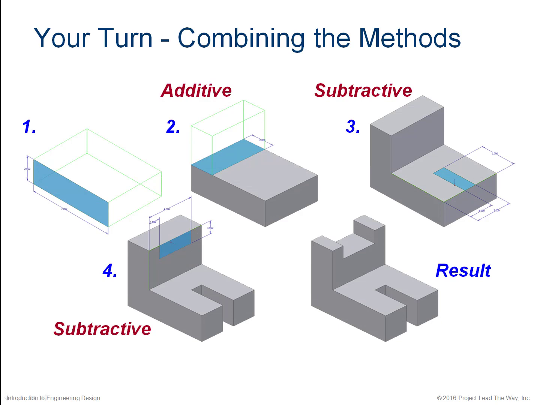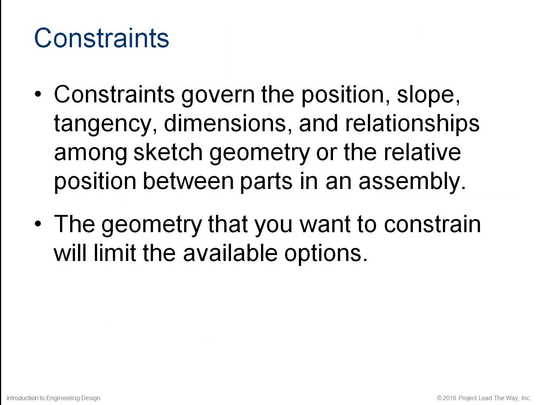Here's a part you're going to make, and I can either make it additive or subtractive. So you'll see that my first step, I make the bottom, and for that matter, I could actually make that an L. So 1 and 2 could be combined. 3, I cut that little notch out. 4, I cut a second notch out, and I have my result. So that's a combination of additive and subtractive methods.